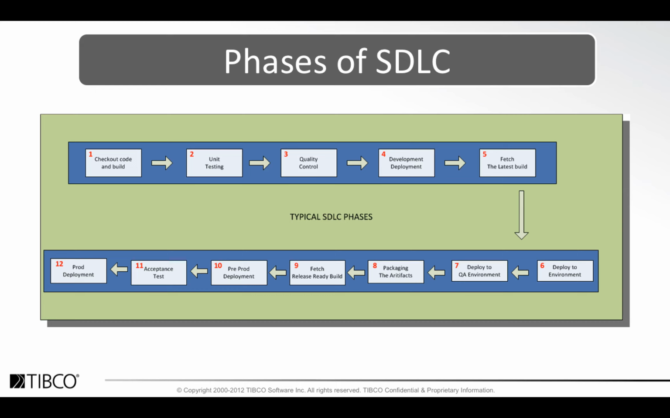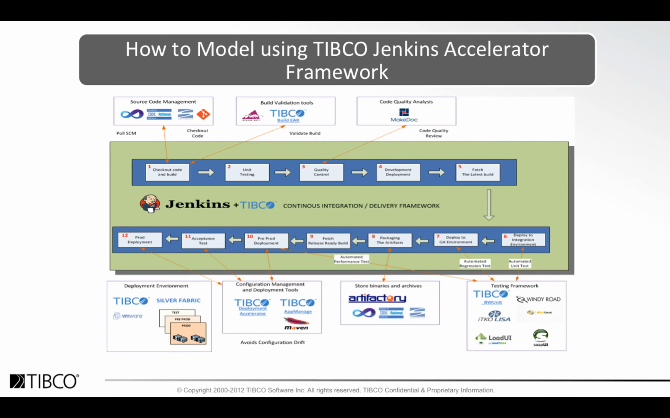And then once it goes to the development, you do a typical integration test, and after that's complete, you want to move the code through different environments like QA, pre-prod, and production. So how does the Tibco Jenkins Accelerated Framework enable customers to totally automate these processes by having several checkpoints within each of those automated tasks, so that the quality is not compromised?